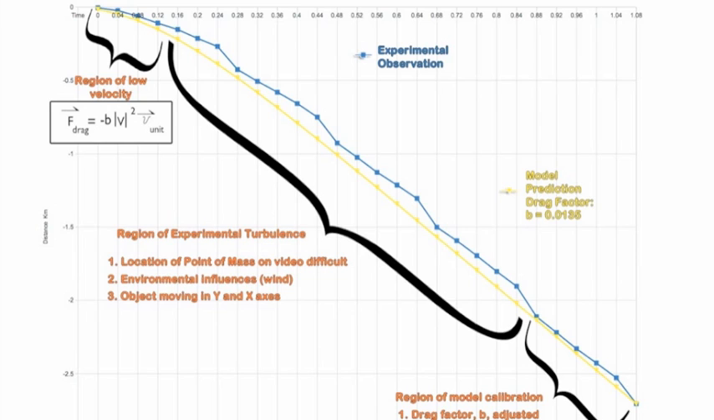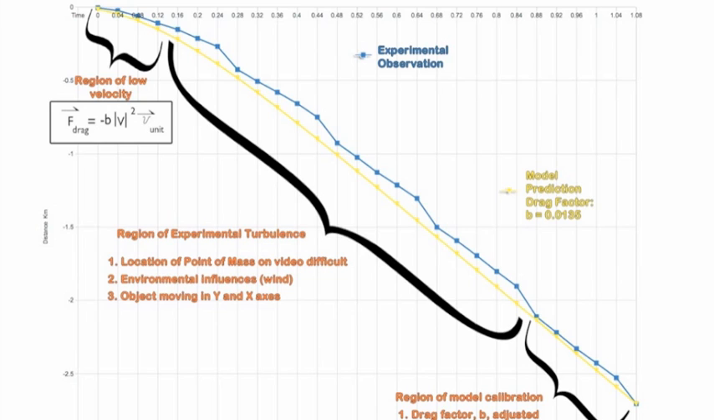That is because experimentally the point of mass is difficult to determine in the tracker program. Secondly, there were environmental forces such as wind. And thirdly, the object was moving not only in the y direction, but to some extent in the x-axis.